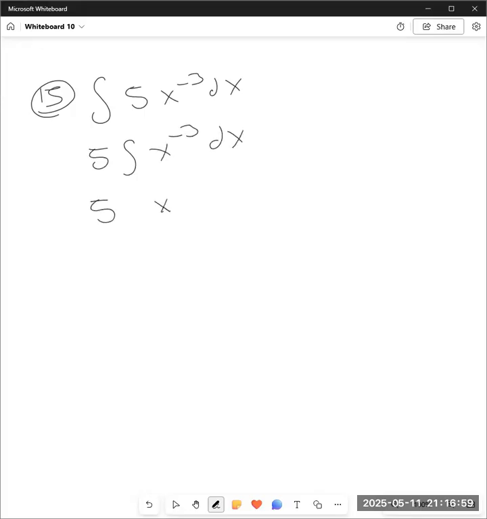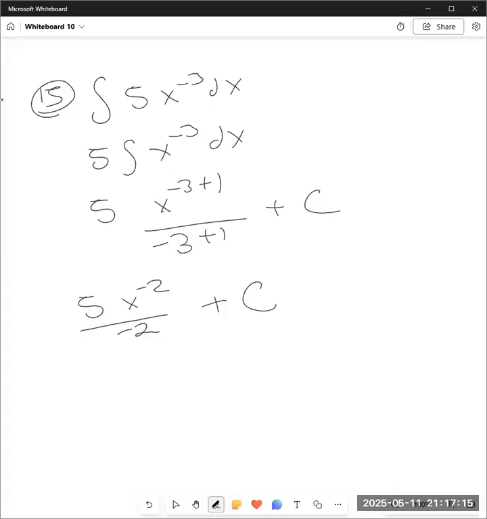Let's look now at number 15. And it says integral of 5 x to the negative third dx. We'll pull that 5 out front. And we'll use the basic power rule for integration. 5x to the negative second over negative 2 plus c. And I'll go ahead and leave that negative exponent because I started off with a negative exponent. I'll call this negative 5 halves x to the negative second plus c.